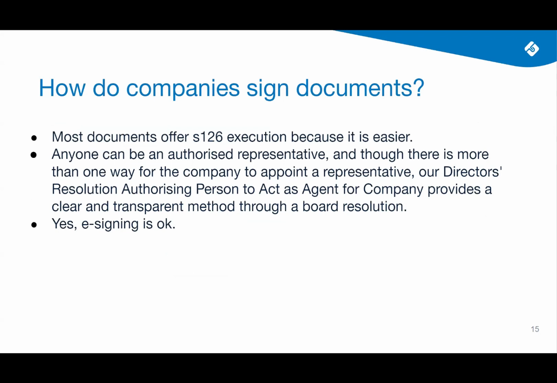In regards to Section 126, most documents will offer Section 126 signing because it is easier. Through 126, anyone can be authorized to be a representative for a company. And though there is more than one way for the company to appoint a representative, our director's resolution authorizing person to act as agent for company, so about the long document title, provides a clear and transparent method through a board resolution.